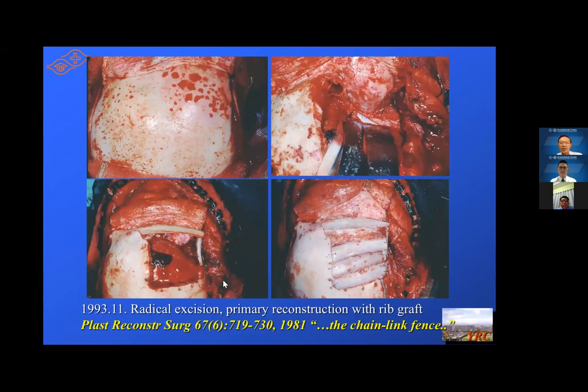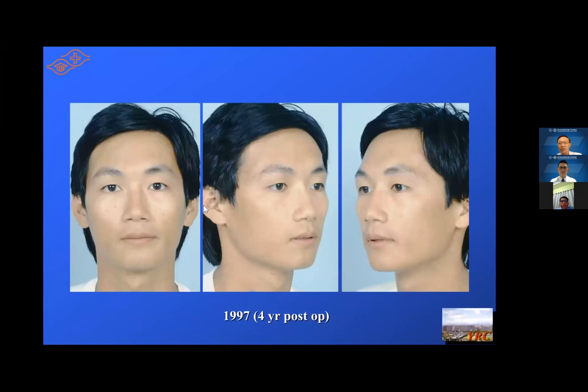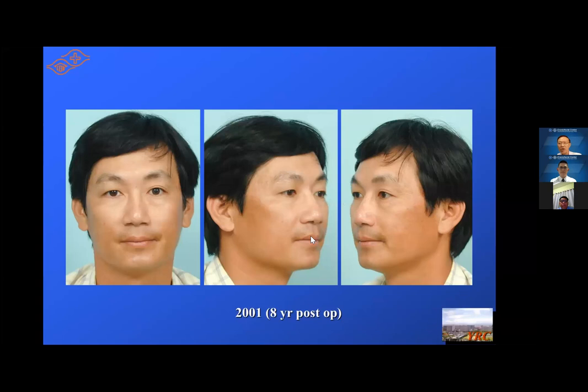This is 4 years after. You can see here the bone heals well, although there's a little bit of irregularity because of the rib graft, but it heals well. And because the fibrous dysplasia is totally excised and replaced with autogenous bone, it's cured. You can see that 8 years after surgery, it heals well and no more surgery. And this is before and after.